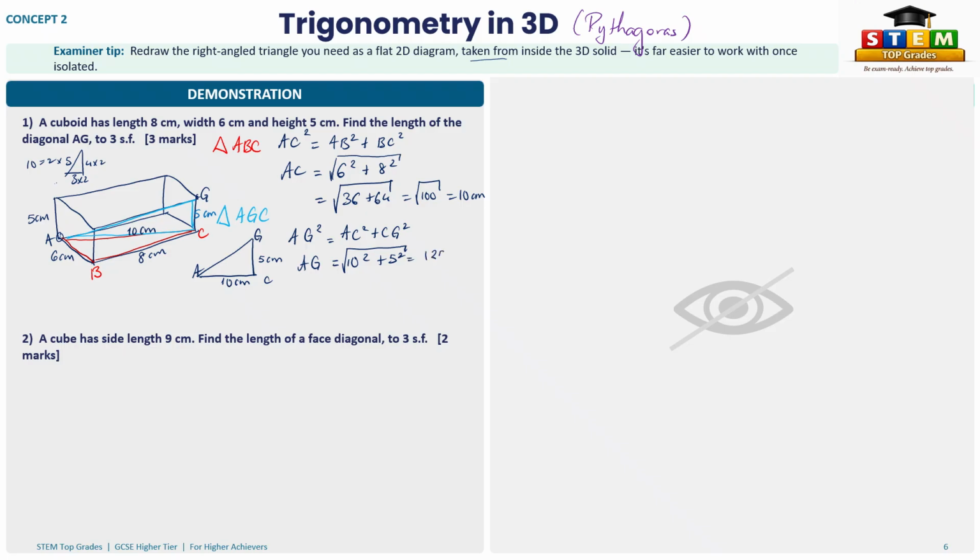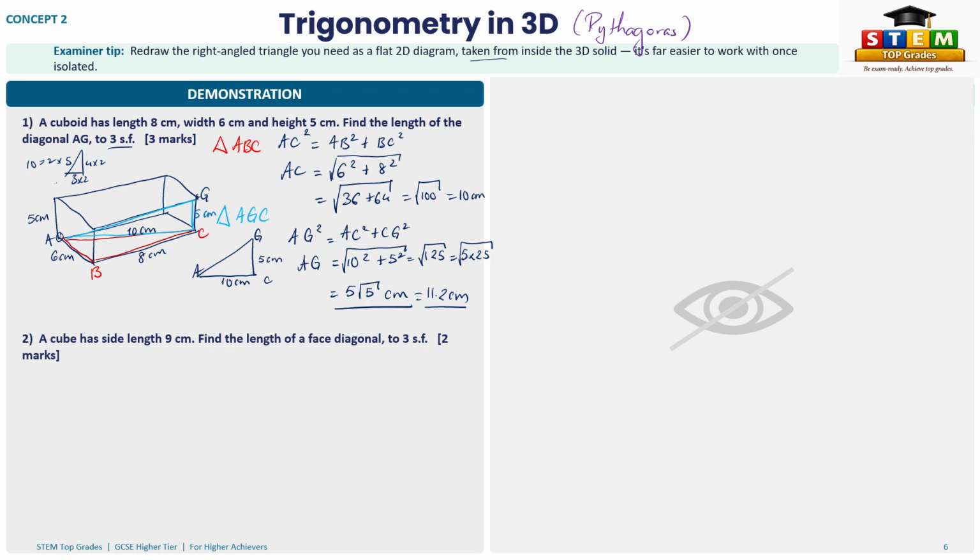125 square root. And that is going to give me 5 times square root of 5 times 25. That gives me 5 root 5, and that's going to be in centimeters. Now let us check. Oh, we got to give it in 3 significant figures. Now in that case, if you are going to work out 3 significant figures, it will be 11.2 centimeters. So that's the answer to 3 significant figures.